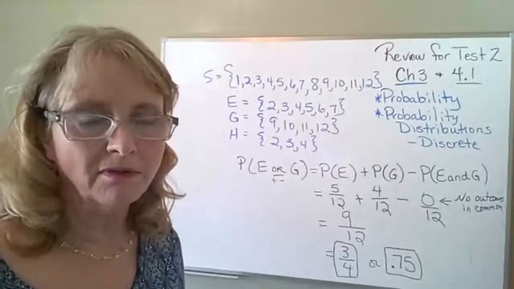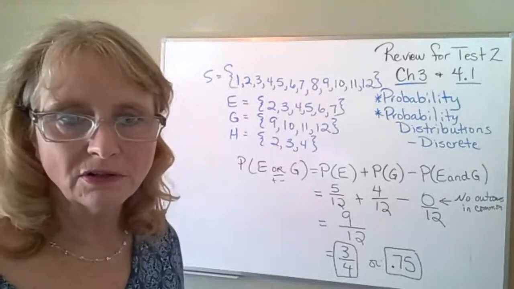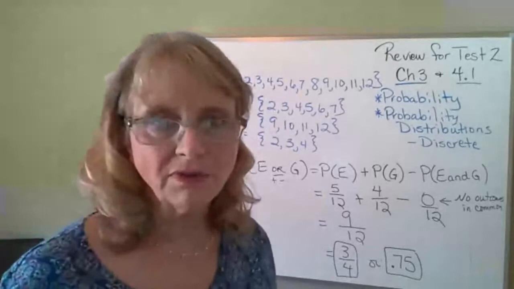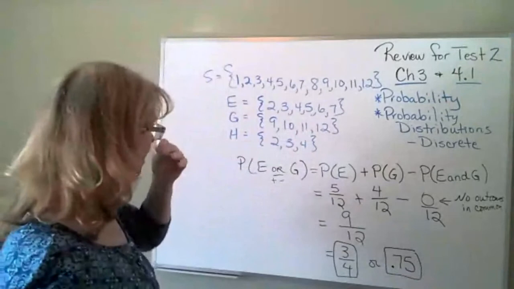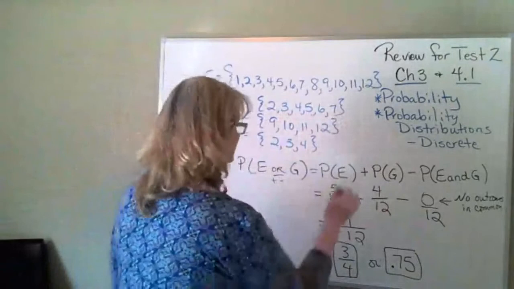Probably E or G. Yeah, that should have been the right answer. Let me make sure I copied everything right. So S is 1, 2, 3, 4, 5, 6, 7, 8, 9, 10, 11, 12. 2, 3, 4, 5, 6, 7. G is 9, 10, 11, 12. They have nothing in common. So E is 1, 2, 3, 4, 5. Oh, that should have been 6. That's why, Temperance, that's 6. Darn it. Okay, thank you.